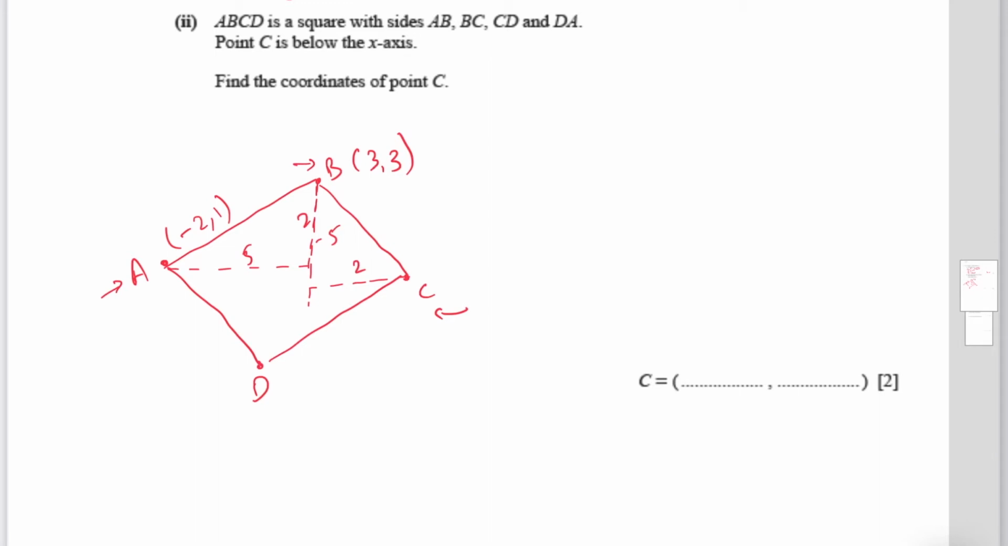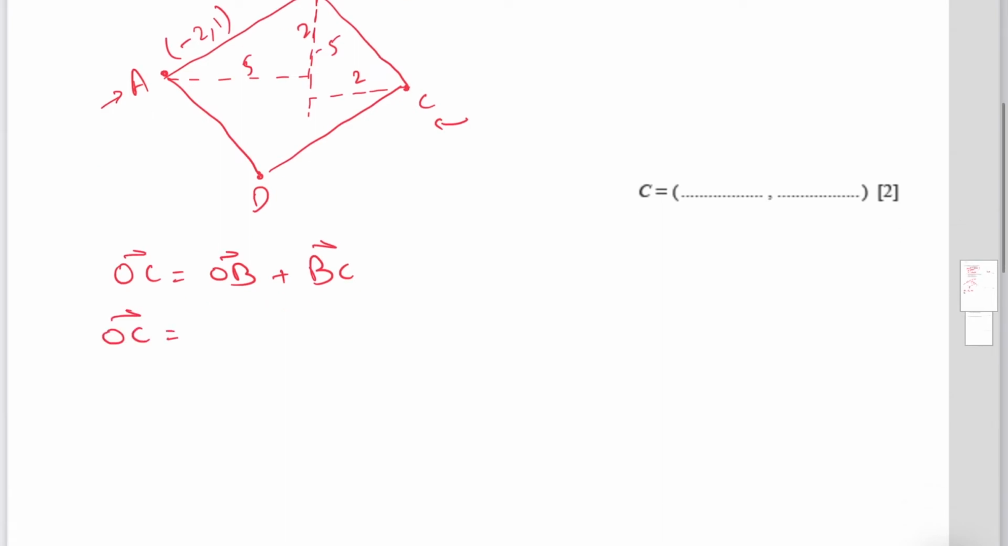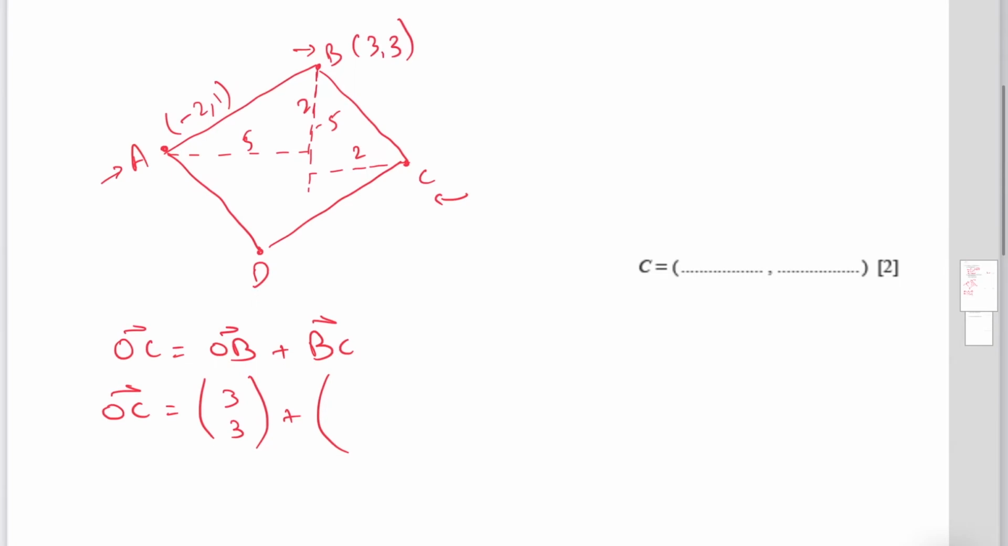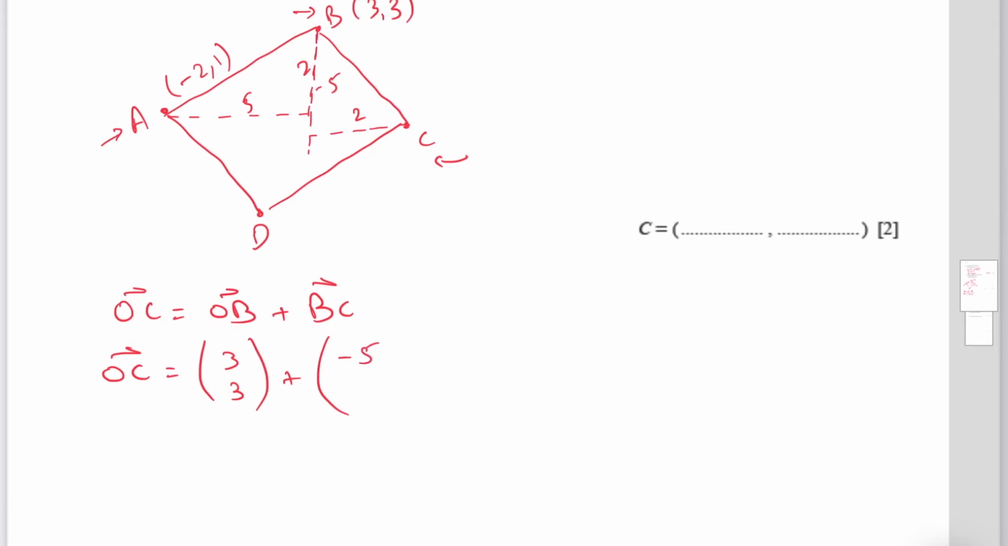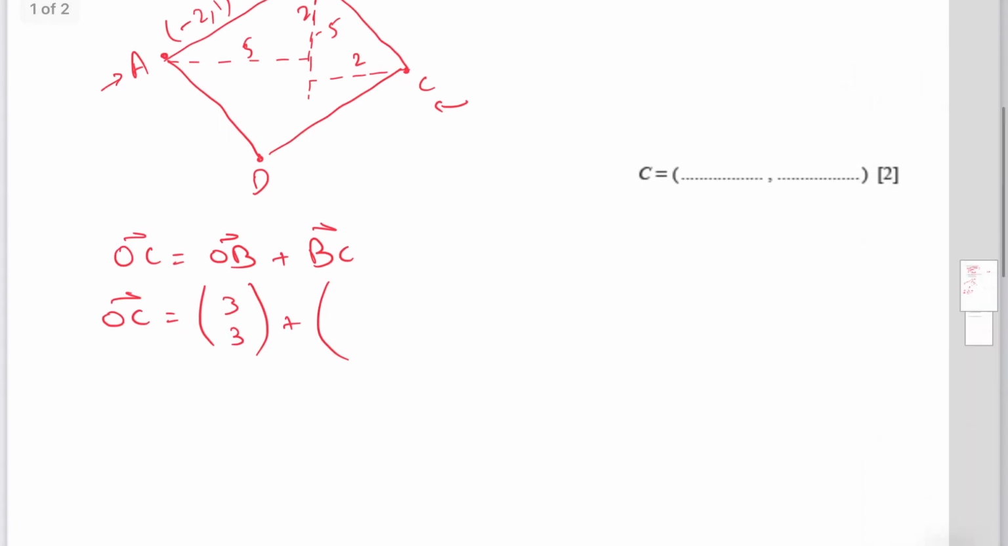Okay, but what do we do with this? So let's find the vector. So we're trying to find the vector OC. Okay, and OC is equal to the vector OB plus the vector BC. So the vector OC over here is equal to the vector OB, which is 3 and 3, plus the vector BC. BC is the movement that you're doing from B to C. X comes first, my bad. You're going 2 places to the right and 5 places down.